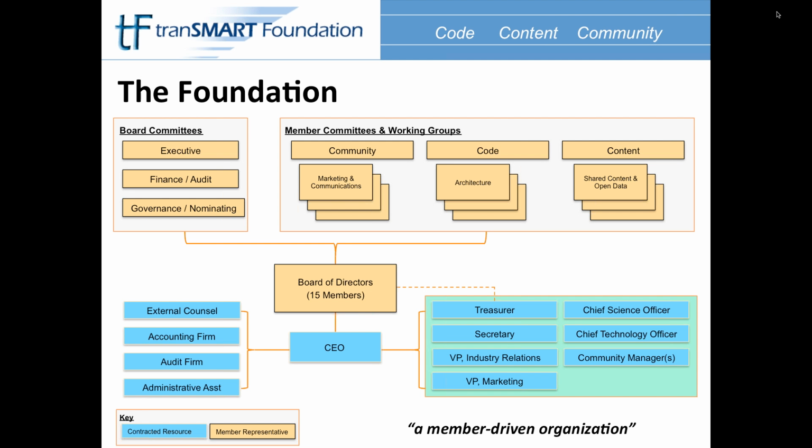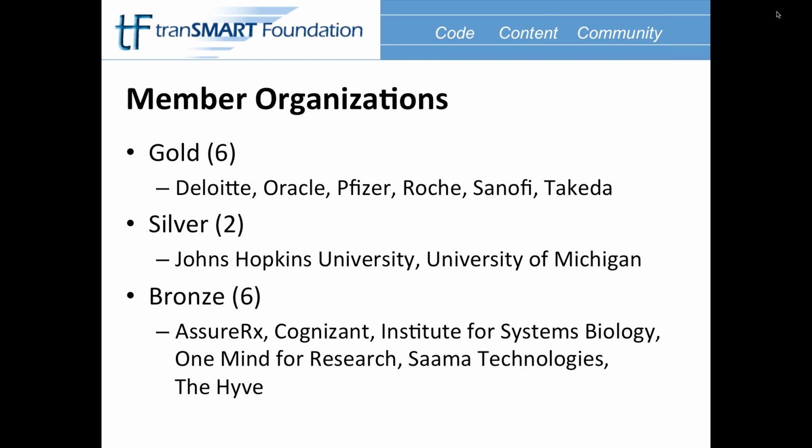And we've been able to really get the governance structure for the foundation in place and up and running quite well. In terms of the current membership, we currently have 6 gold members. Those include Converge Health by Deloitte, Oracle, Pfizer, Roche, Sanofi, and Takeda. We have 2 silver members of the foundation. Those are Johns Hopkins University and the University of Michigan. And we currently have 6 bronze members of the foundation. Those include AssureRx, Cognizant, the Institute for Systems Biology, One Mind for Research, Sama Technologies, and the Hive. And then we have a number of affiliate members as well.